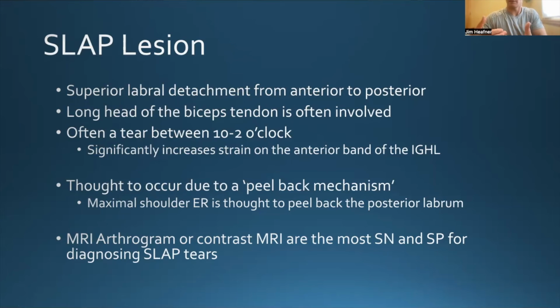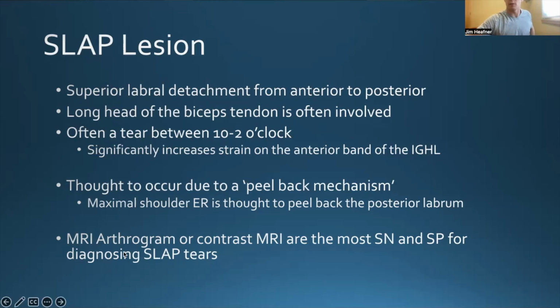So if you have a SLAP tear as someone goes into a throwing position, because the labrum isn't stabilizing as much, the inferior glenohumeral ligament is going to take on more strain in that position. SLAP tears are thought to occur due to a peel back mechanism, where maximal shoulder external rotation, as you go into that position aggressively, is thought to peel back the posterior labrum.